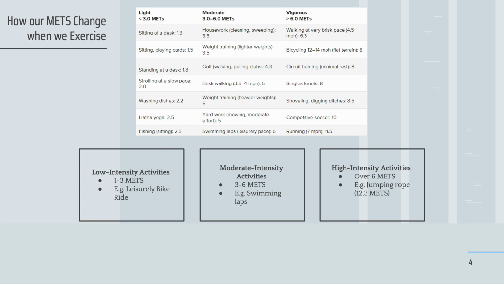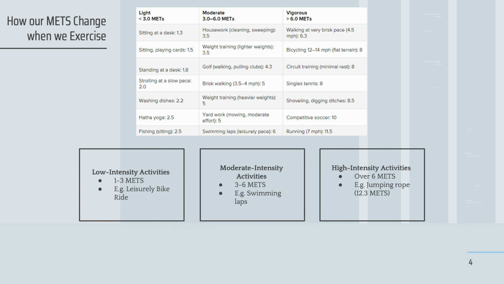So we'll look at 3 different types of activities to determine how many METs they typically are. We'll see that low intensity activities involve 1 to 3 METs. These can include sitting at a desk, as you can see on the table above, with a 1.3 MET value. Sitting playing cards is 1.5, standing at a desk is 1.8, and it goes up all the way to something like fishing while sitting, which is 2.5 METs.